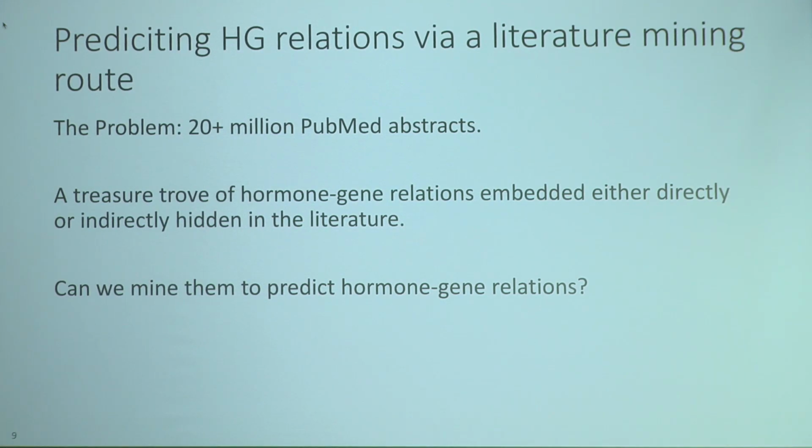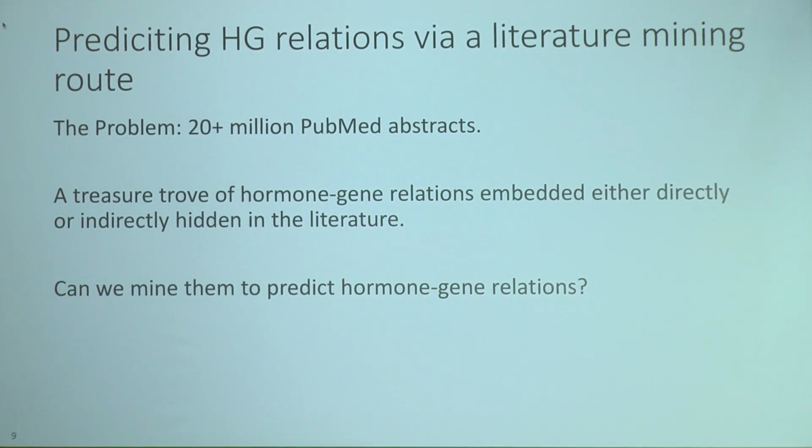So in order to predict these hormone gene relations via the literature mining route, some of the motivations I've already told you: we have about 20 plus million abstracts, and it keeps growing by millions. So a single person cannot read all of those articles and try to infer all of these hormone gene relations. It has a treasure trove of relations, both directly embedded in the literature, right?